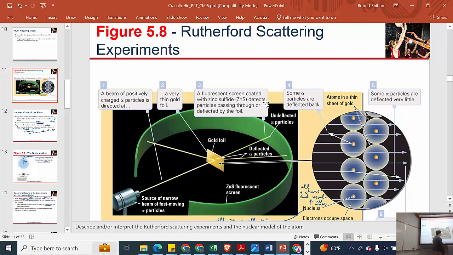And so the thinking here is the ones that are severely deflected must hit this concentrated region in the center. And the concentrated region in the center is called the nucleus. And the nucleus contains all the positive charge, that is all the protons, and all the neutrons here.